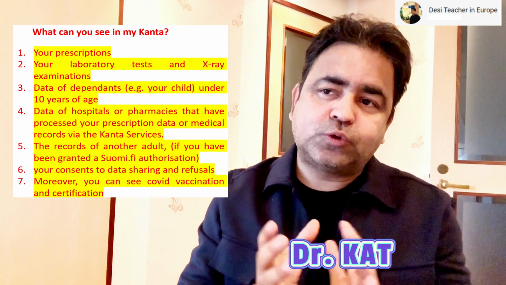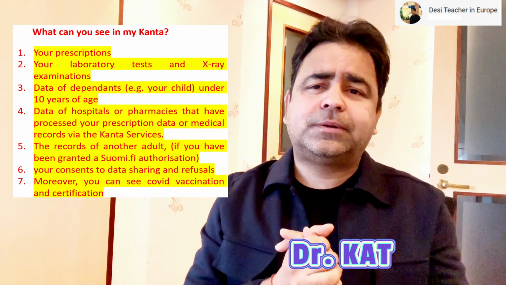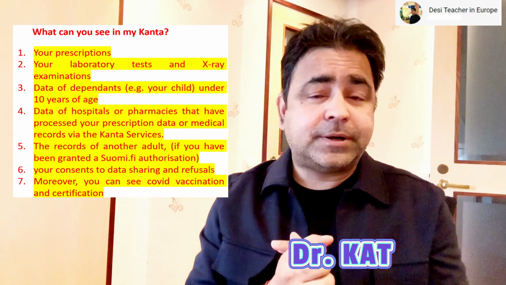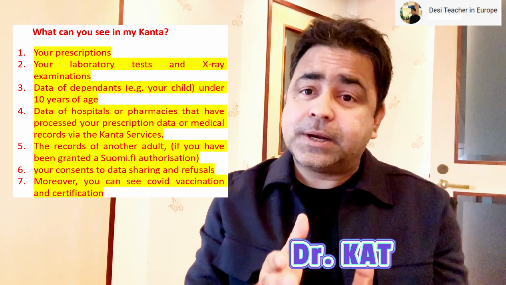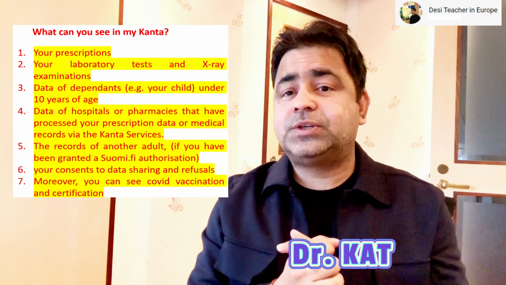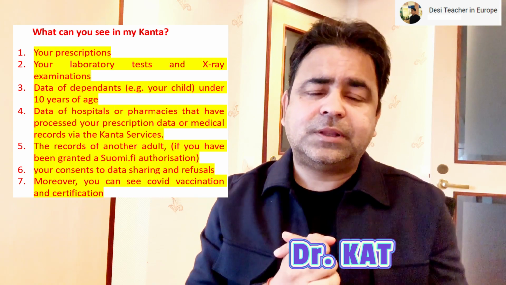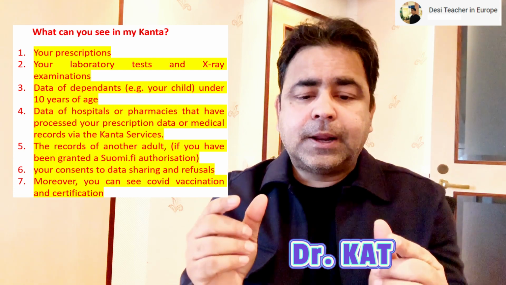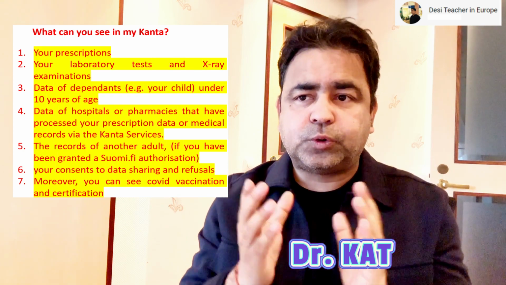What can you actually see on the My Kanta page? I will show you a live demo, but what can you see? Your prescriptions, your laboratory tests and X-ray examinations, ultrasound examinations, whatever, right? Data of dependents as well. For example, if your child is under 10 years of age, you can also see the information about your child. If you log into the Kanta services, there will be options to go through your own data or check your child's data. So it's up to you.